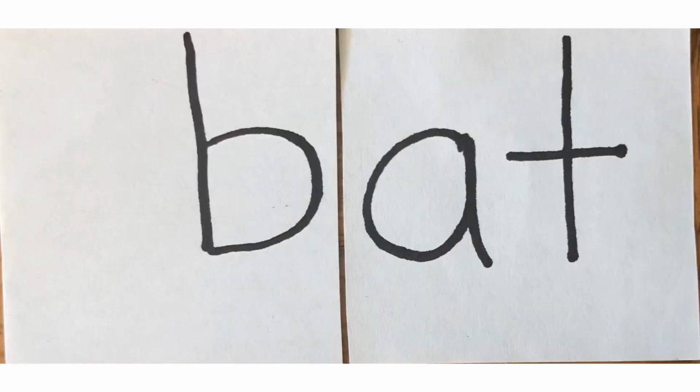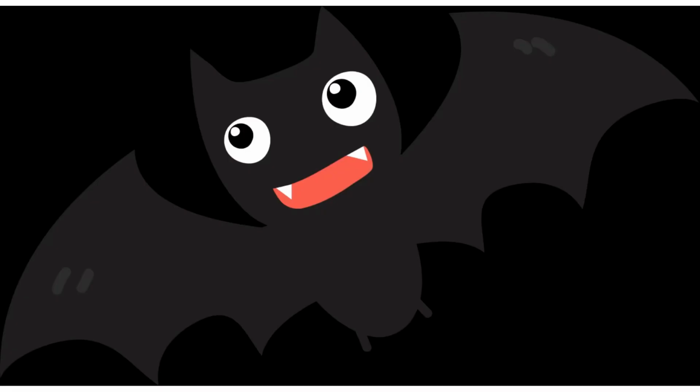The letter B says B. The letters A-T in this word family say at. B, at. B, at. Bat. Did you guys figure it out? The letters B-A-T spell the word bat.